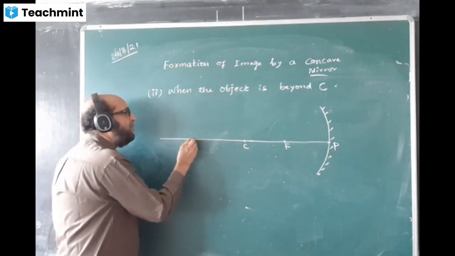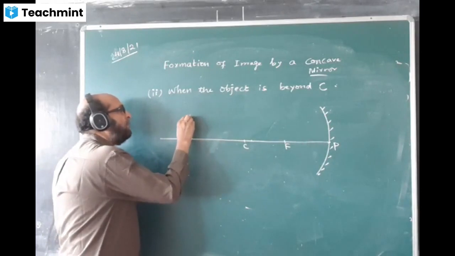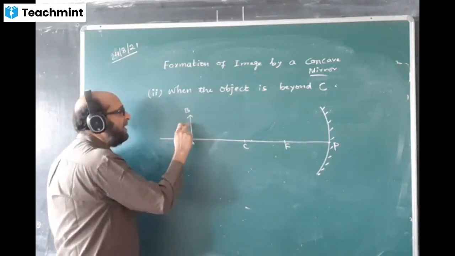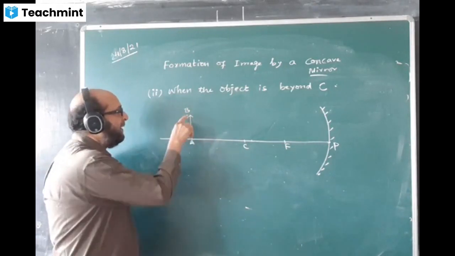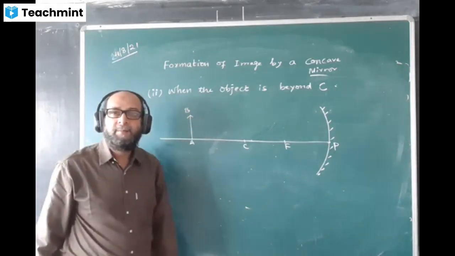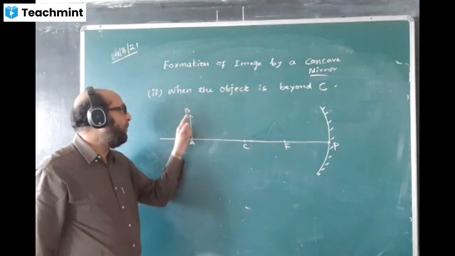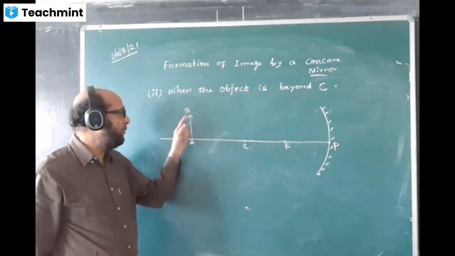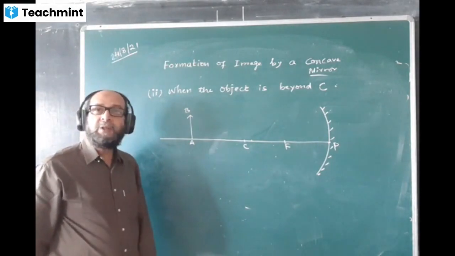This time I draw the object. Let us take the height of the object equal to 2 lines. The tip should be touching the second line. First line, second line. And on the top part, we'll show an arrow right on top of this object. AB is the object.